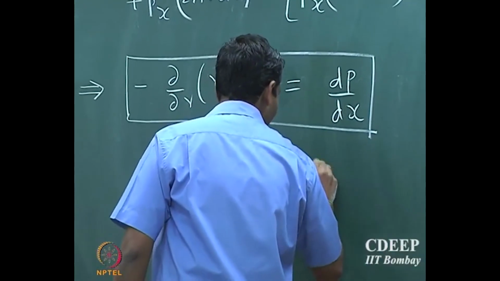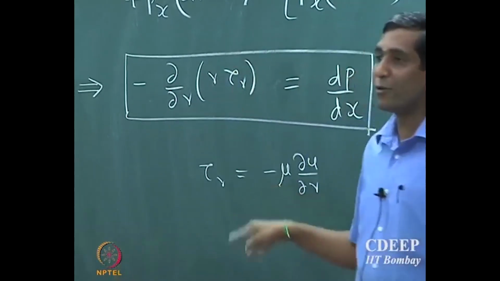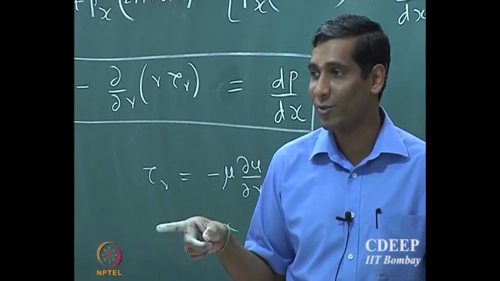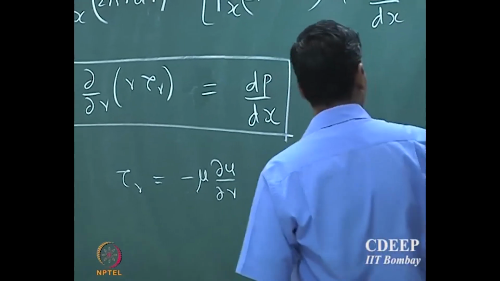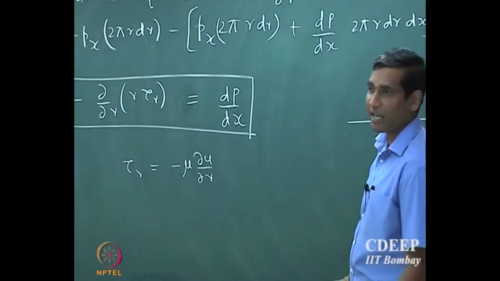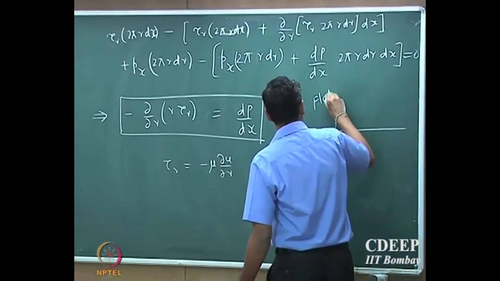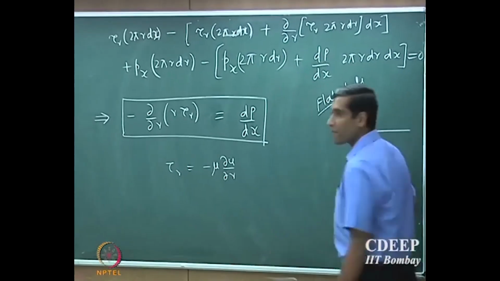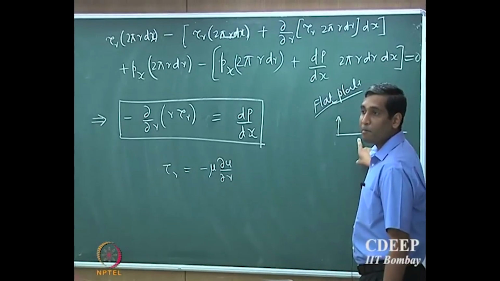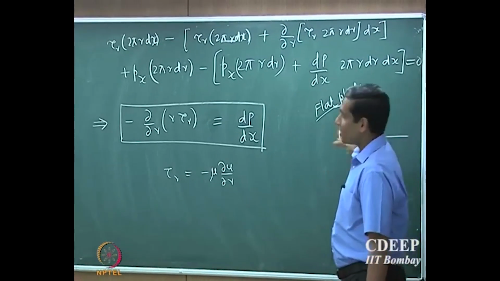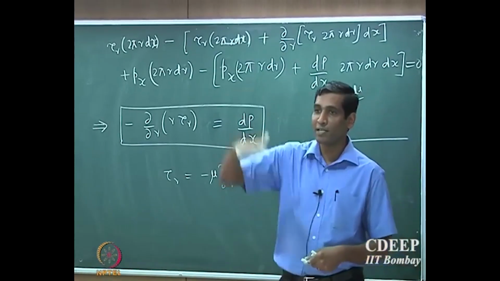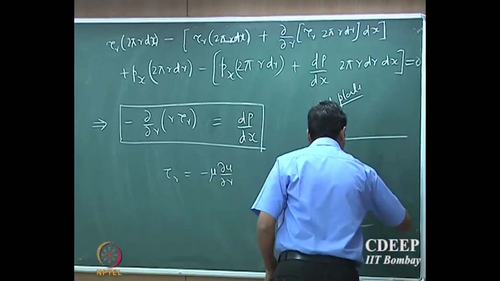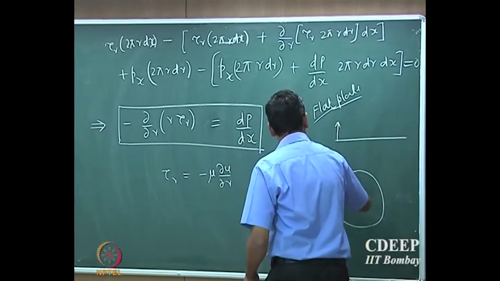So be very careful about the sign that you have. When you are using cylindrical coordinates, it's not the same as what you have in Cartesian coordinates. Remember that in Cartesian coordinates, in the flat plate case, the effect of the wall is in the positive y direction. But when you take a tube, the effect of the wall is in the negative r direction. So compare that with the tube.